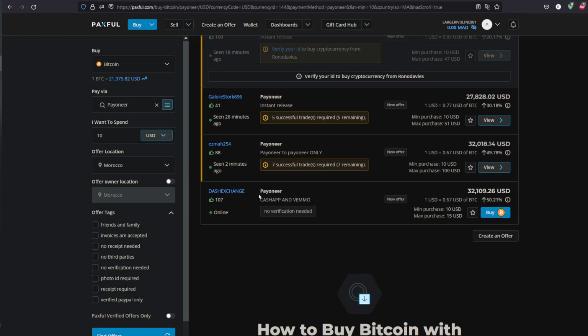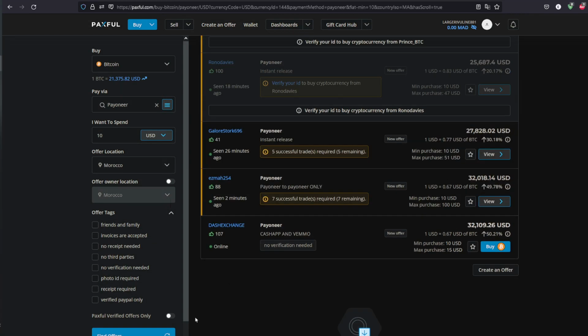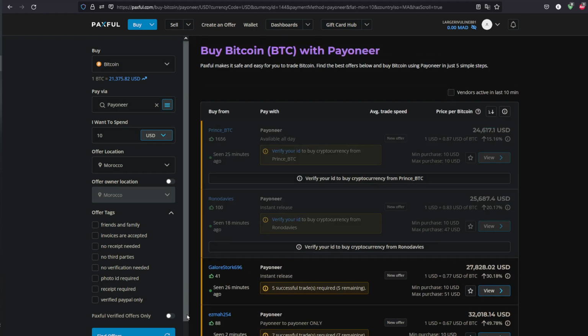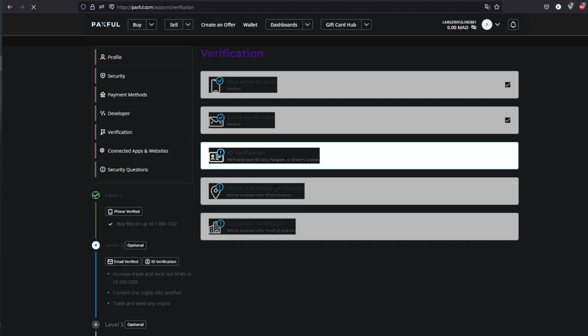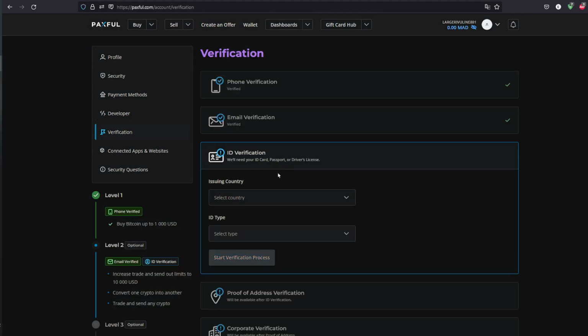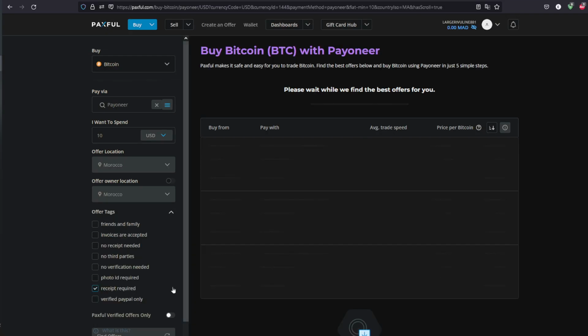In this page, you are going to find offers of people that actually are looking for Payoneer accounts. As you can see right here, some of those require me to verify using my ID before I can trade cryptocurrency with this guy. I highly suggest you verify using your ID as you'll be more trustable and it will give you more trades as well. It will give you $10,000 and you can convert one crypto into another. Trade and send any crypto, basically not just the three cryptos, which are Ethereum, Bitcoin and USDT.